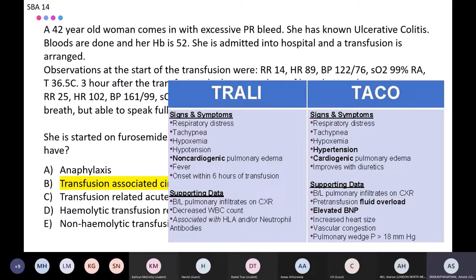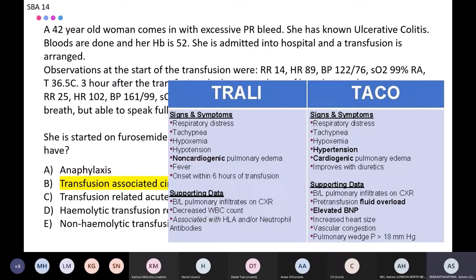With C, transfusion-related acute lung injury, it usually includes a fever as well. Both B and C are delayed reactions which can occur within that 6-hour period post-transfusion. C and B both also require oxygen support at times. The main difference here is with B, you don't have a fever and it's responsive to furosemide.